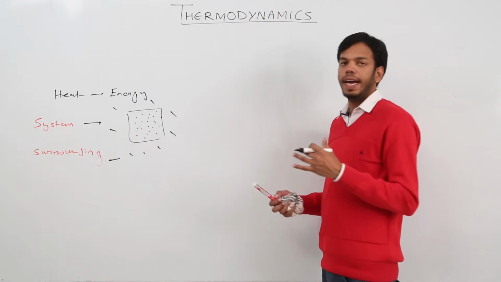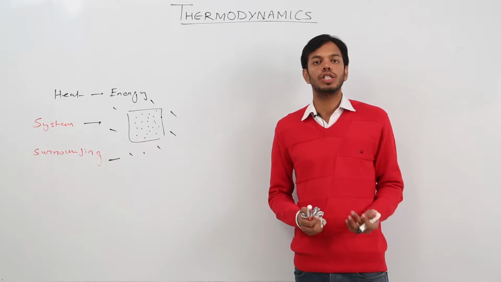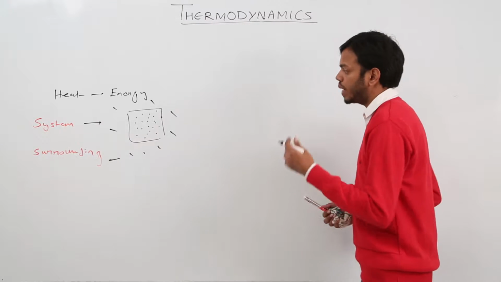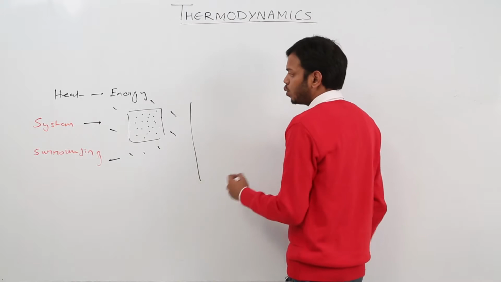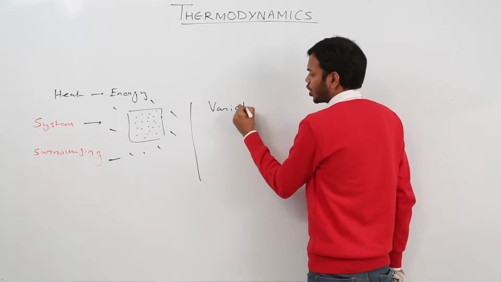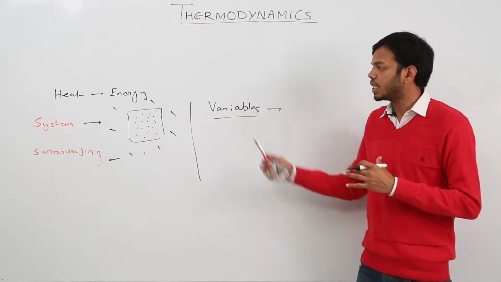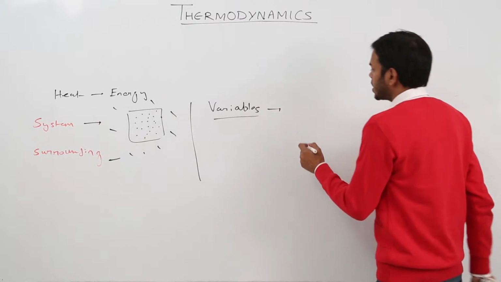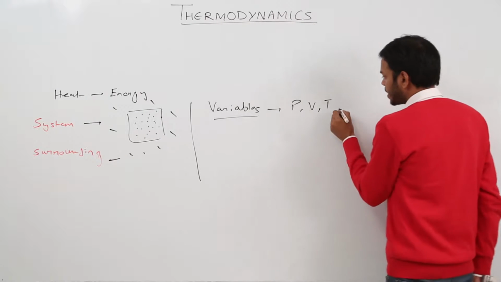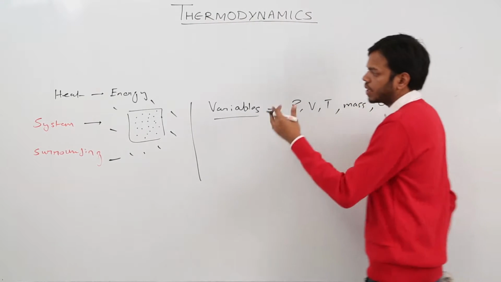Now, how do we define the state of a system, whether this system has reached a saturation state or it is in an equilibrium state or it is in a very unstable state? To explain the state of a system, we use terms like variables first. So what are variables? These are the macroscopic quantities which define the state of a system. The major variables are pressure, volume, temperature, then mass as well as the composition of the system.